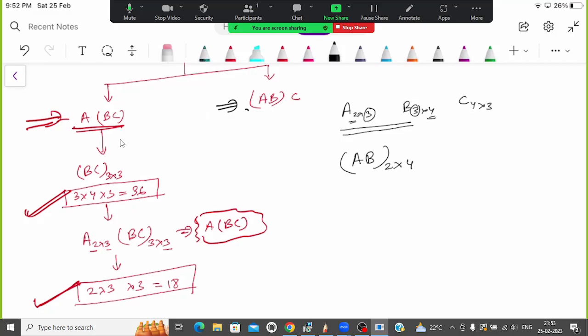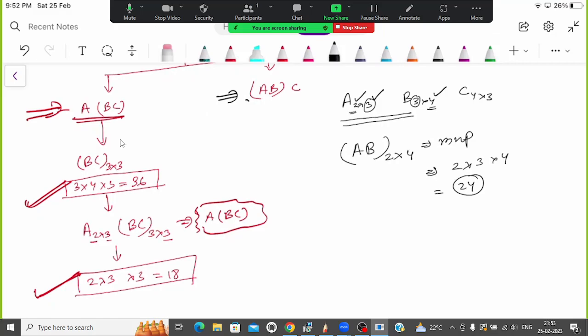To get AB matrix, how many number of multiplication is required? That is M N P, number of multiplication. So M is 2, N is 3 and P is 4. So 2, 3, 4. The total number of multiplication is 24 in first step.